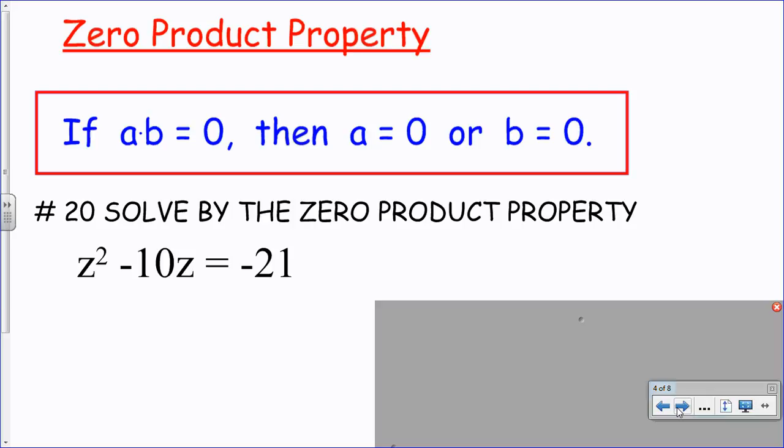So the zero product property says that if a times b equals 0, then a is 0 or b is 0. So once we factor and we get our trinomial to 2 factors, then you set each part equal to 0. So that's what that means, is to set each factor equal to 0. So if you're going to solve by factoring, you need an equals 0 on one side. So the first thing let's do is add 21 to both sides.